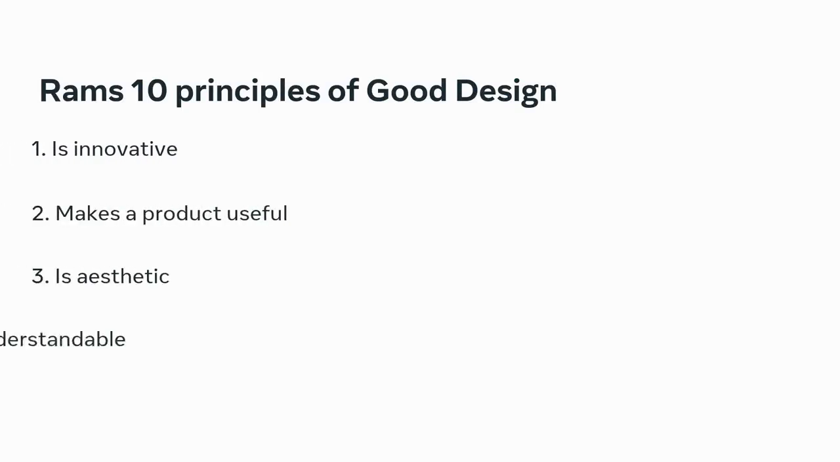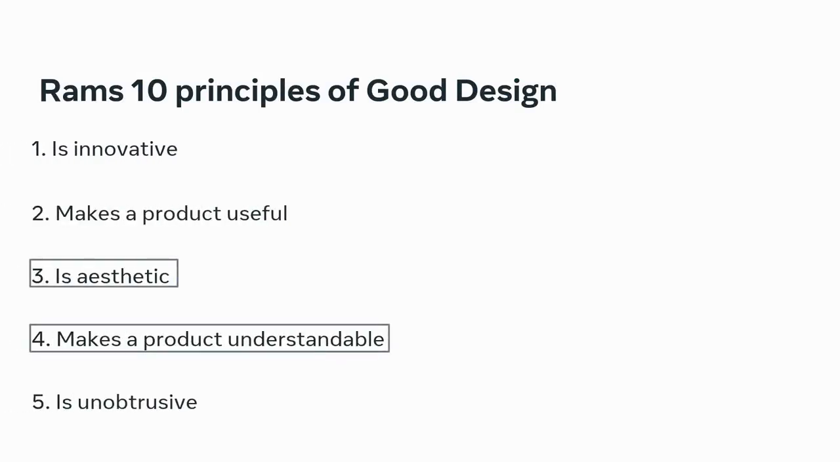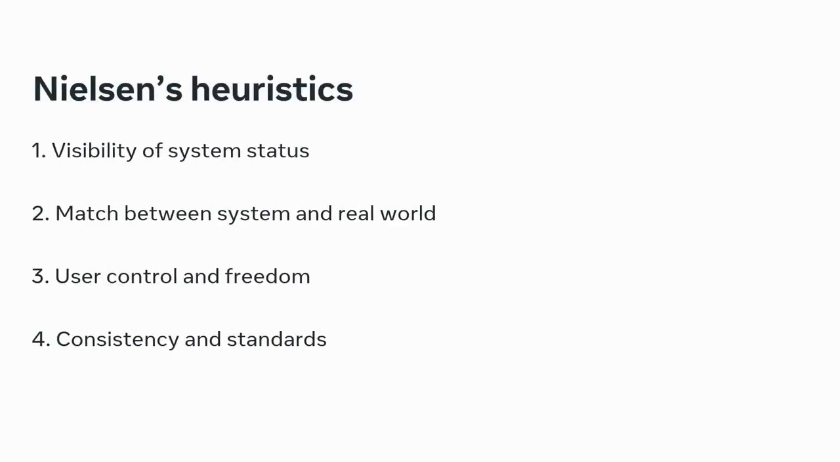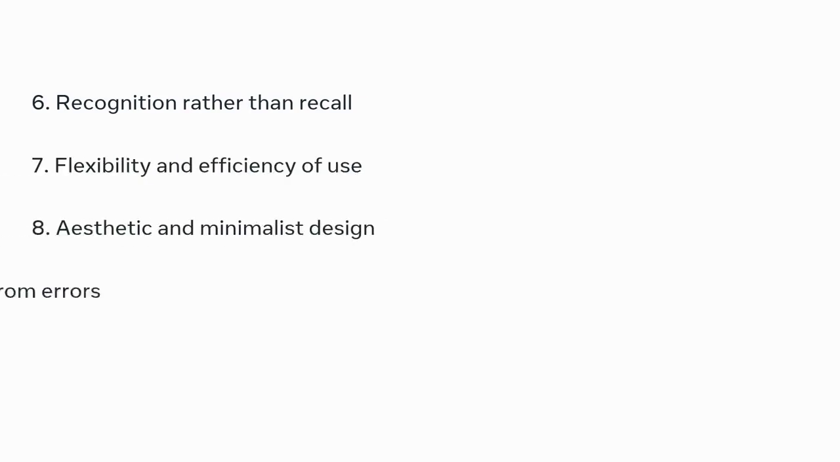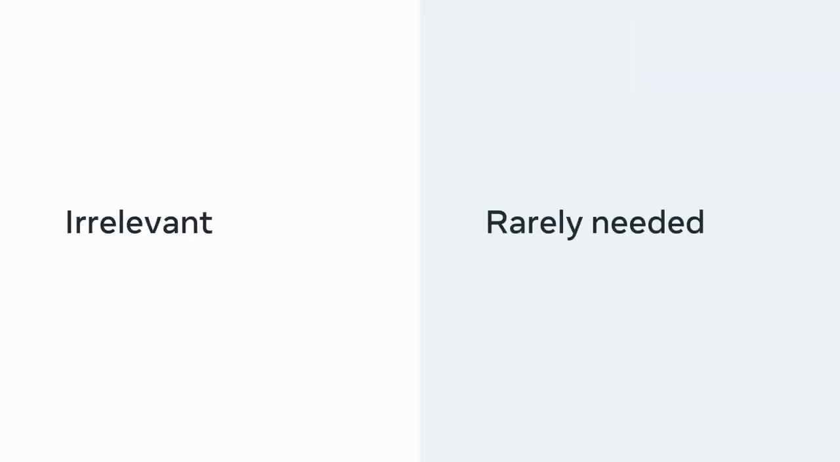These issues violate Ram's Principles 3, 4, and 8. Number 3 states that good design is aesthetic, and number 4 says that good design makes a product understandable. Finally, number 8 affirms that good design is thorough down to the last detail. Nielsen's heuristic principle, number 8, has also been violated, which states that interfaces should not contain information that is irrelevant or rarely needed, as in reserve a table in this case.